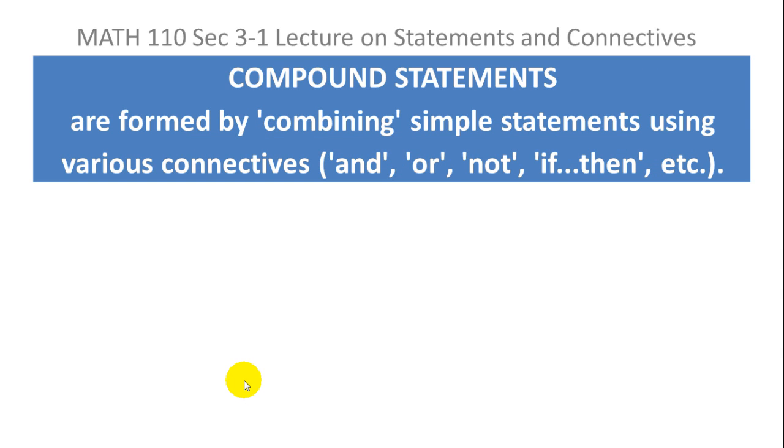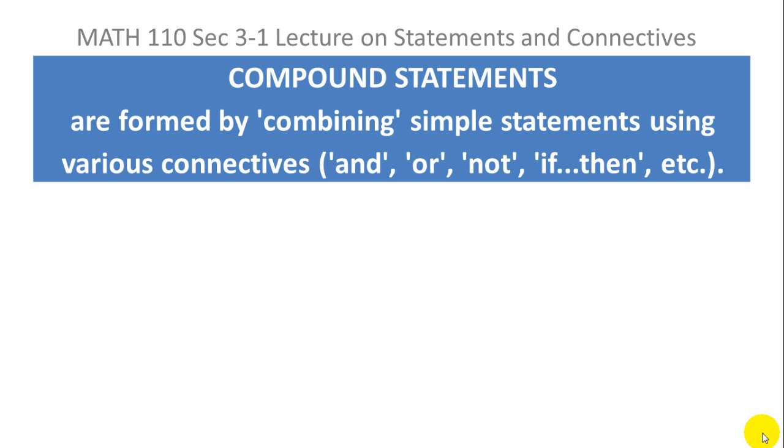Now let's move along and talk about the idea of a compound statement. If you have simple statements and you connect them together with what we call connectives, you get a compound statement. We'll have 5 connectives that we'll talk about. I've listed 4 of them there: and, or, not, if, then. The 5th one, and we'll talk about it more later, is if and only if. But these connectives stick simple statements together to form compound statements.